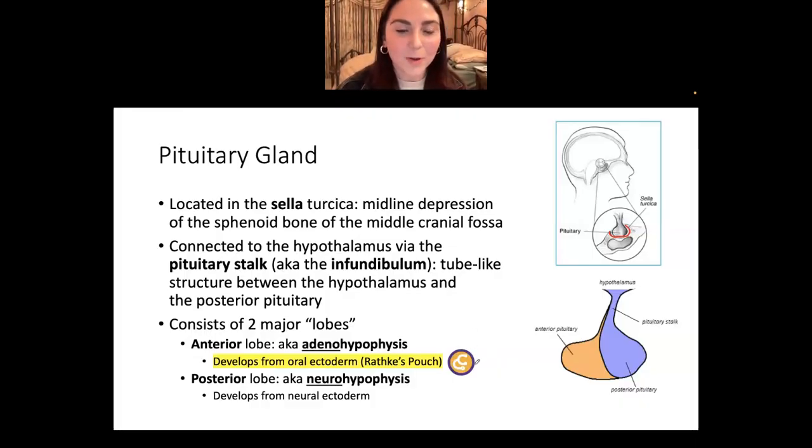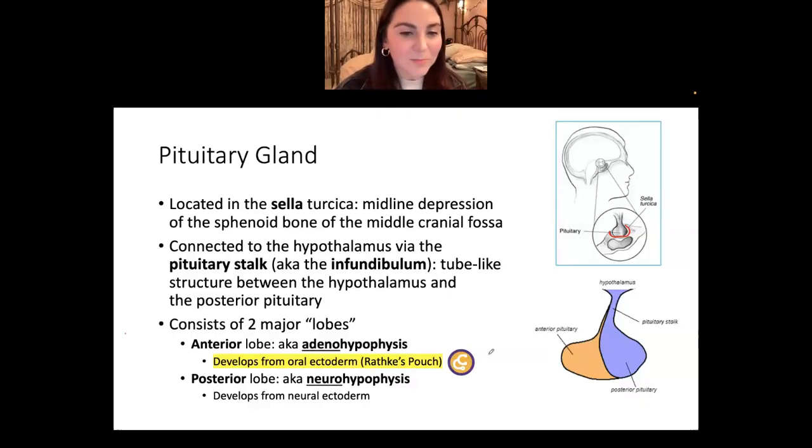But there's this specific tumor that can develop from what's known as oral ectoderm. I have a picture of this on the next slide if you want to go look at it as I'm talking. But basically the anterior lobe of the pituitary gland develops from oral ectoderm, which is a part of the mouth, which is super odd. And it's called Rathke's pouch during development. And we'll talk about the clinical correlation on the next slide.